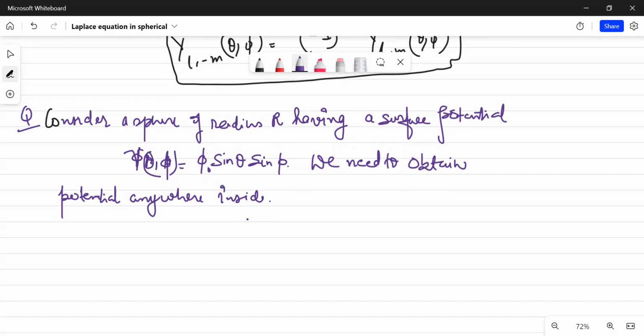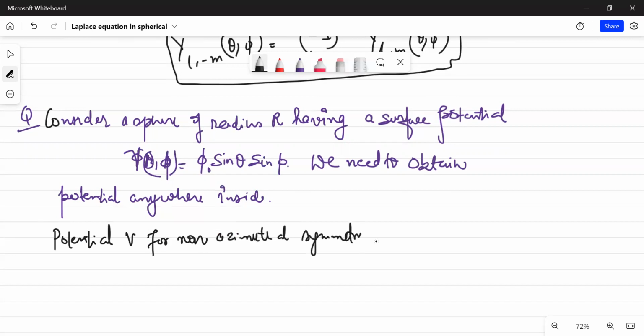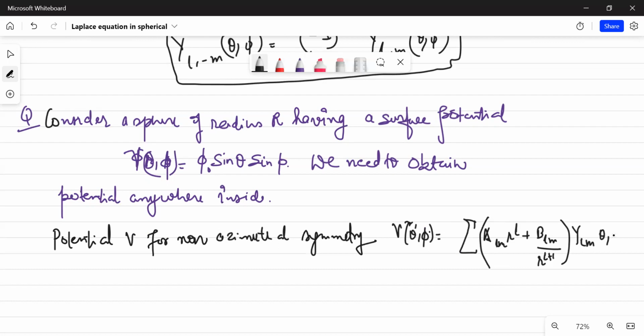Yesterday itself I told you that the potential V for non-azimuthal symmetry is given by V(r, theta, phi) equals the summation of A_LM r raised to power L plus B_LM upon r raised to power L plus 1, and then instead of P_L cos theta you simply have the spherical harmonics, that is Y_LM(theta, phi). This is how you get the potential for non-azimuthal symmetry.